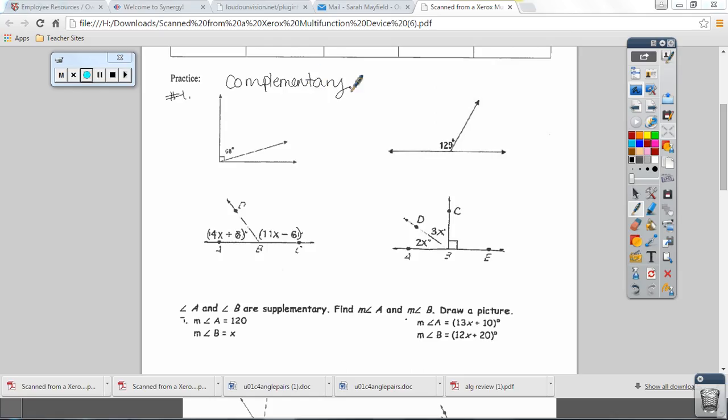So that means these 2 angles must add up to 90 degrees. So I would take 90 minus 68 to equal my missing angle. And that is 22 degrees. Okay? Look at the next one.